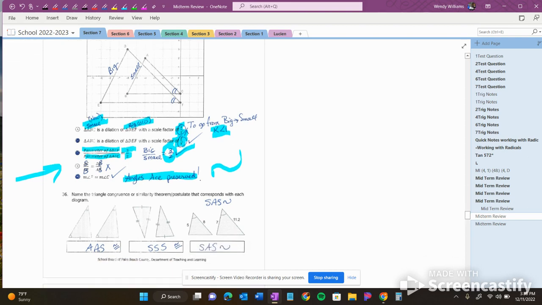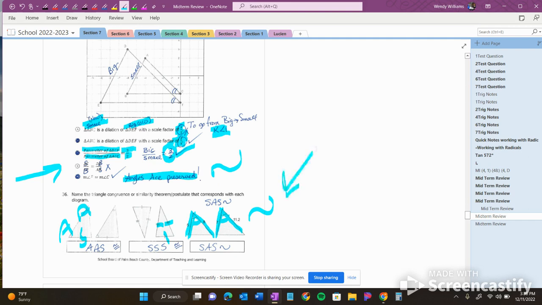Okay, be careful. They want to know whether it's a theorem or a postulate that corresponds with congruence or similarity. These sides are not congruent, but they are similar. And we have a side, an angle, and a side. The rest of these are congruence, so it'd be side, side, side congruence. And this is angle, angle, side, which is only available for congruence.